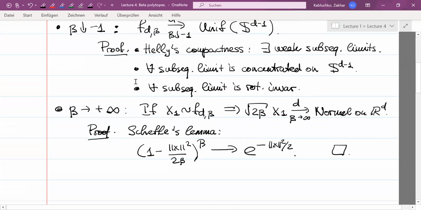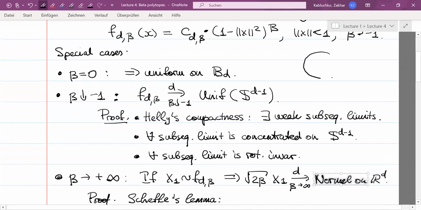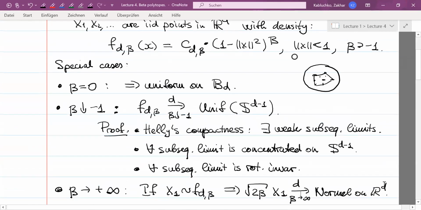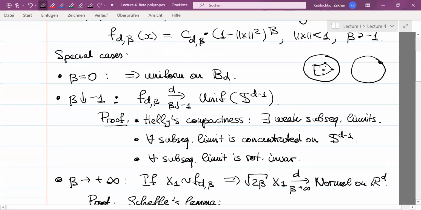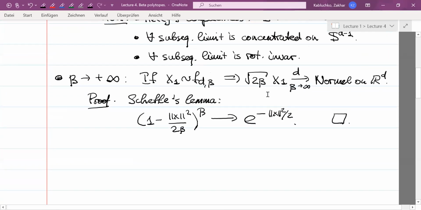So there are at least 3 interesting special cases. For example, if we are interested in polytopes where the points are just chosen uniformly and we then take a convex hull, or if we are interested in polytopes where points are chosen uniformly on the boundary and the convex hull is taken, then these are special cases. And the Gaussian polytopes are also special cases. And now this defines the class of beta polytopes.